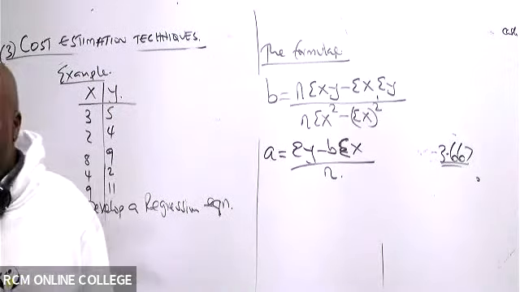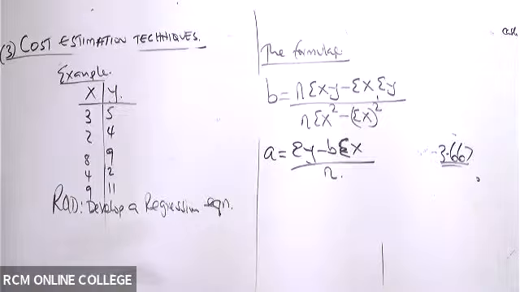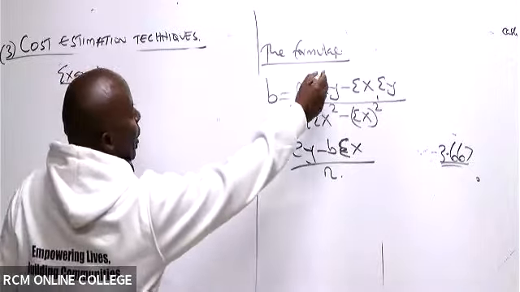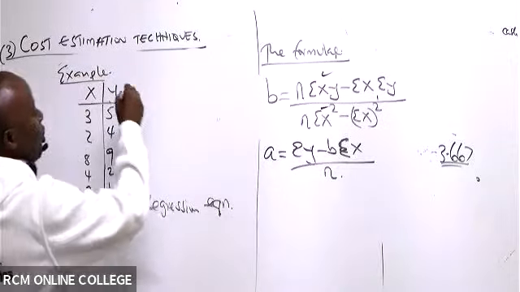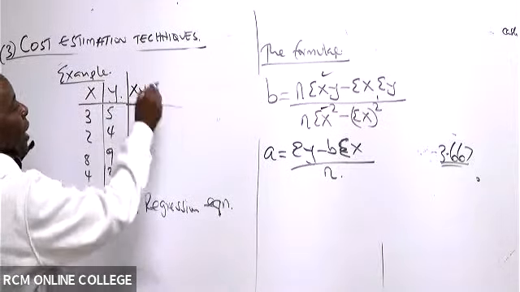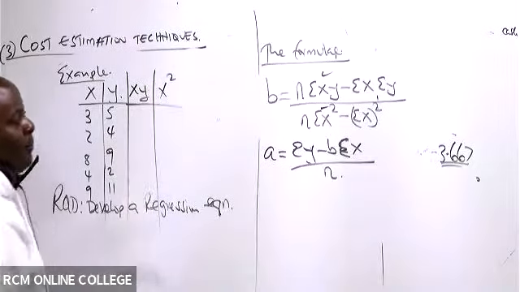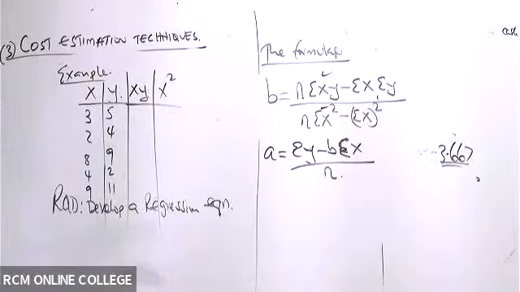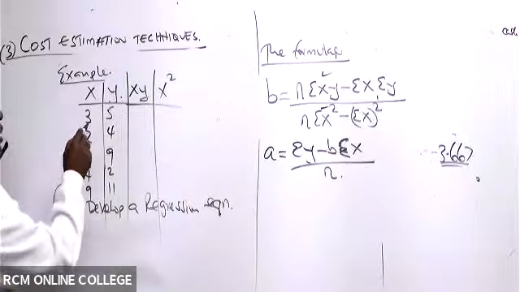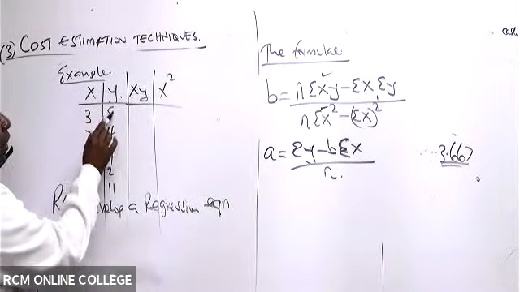Now, ladies and gentlemen, this is what I expect you to be able to do. First of all, you have to introduce 2 extra columns. So these columns will take care of this and this. You introduce a column of xy, and then a column of x squared. So xy means that we are multiplying, right? So you come and multiply this for us. 3 times 5 is 15.